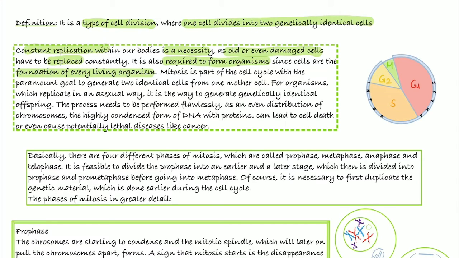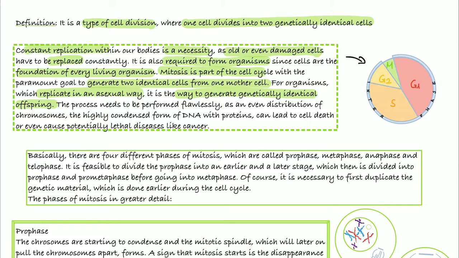Mitosis is part of the cell cycle, with the paramount goal to generate two identical cells from one mother cell. For organisms which replicate in an asexual way, it's also the way to generate genetically identical offspring. In our body there is a process called meiosis, which we'll discuss in another video.